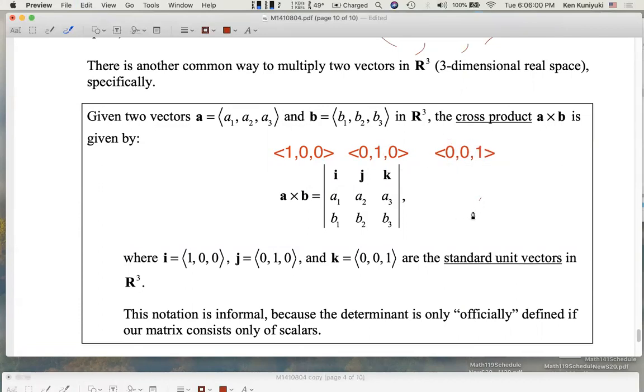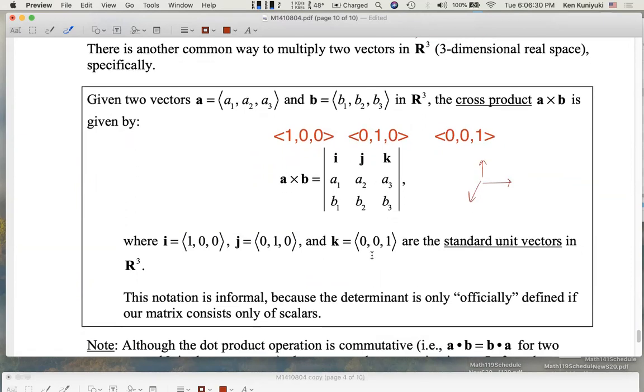So in 3 space, we often draw I like that, J like that, and K like that. We often orient the coordinate axes like so with the corresponding vectors. And then you put vector A in here, the components. You put the components of vector B down here. And then you basically work out determinants the way you would normally do by Sarrus's rule or maybe cofactor expansion, except you're dealing with these vectors in here, which is kind of weird. But they go along for the ride, right?